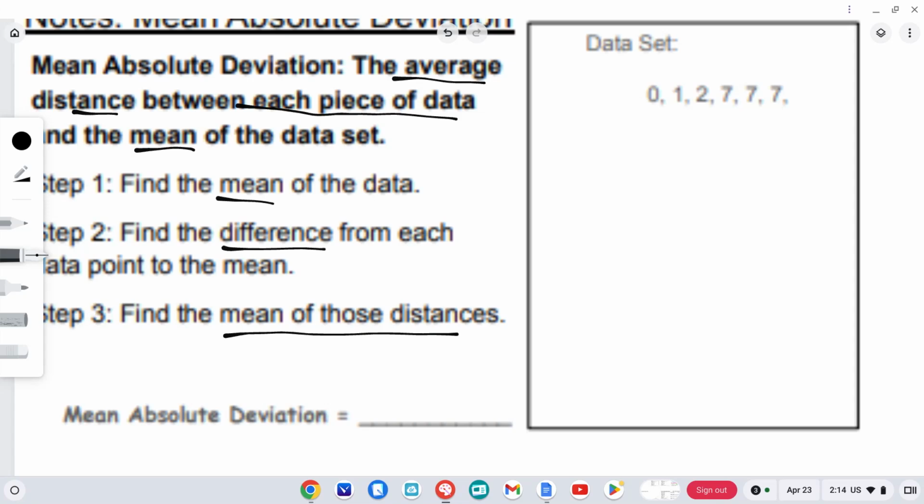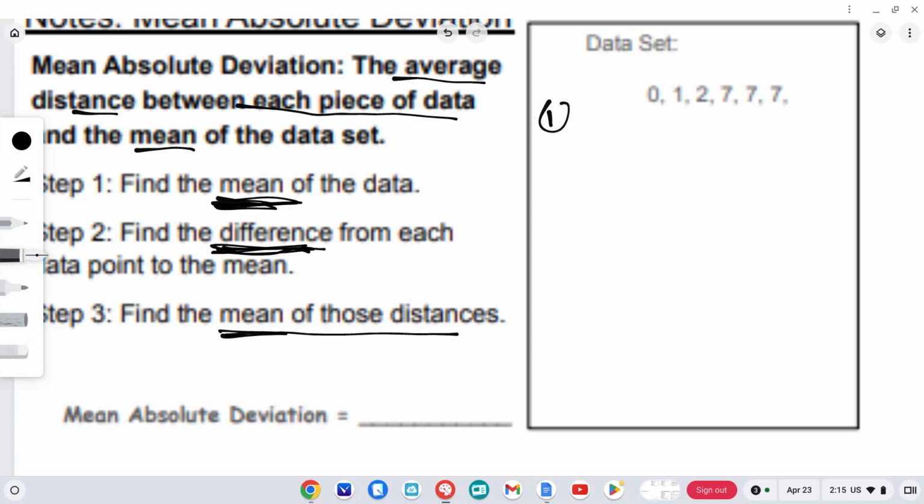So again, what are we doing? Starting with the mean like we normally do, the average. Then we're going to do some subtraction. We're going to find the difference from each point to the mean, and then the mean of those distances, so the average of the new numbers. So let's take a look at step 1.